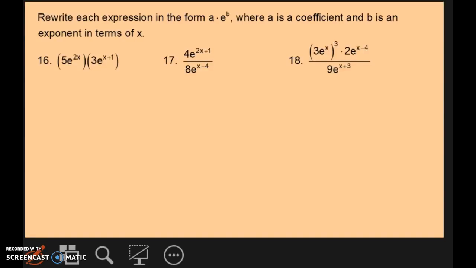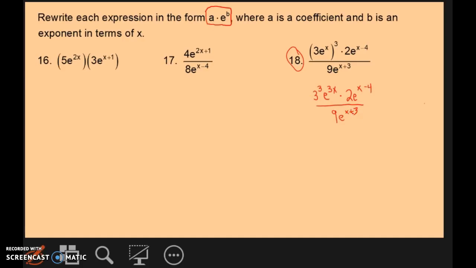The rules that we're going to use are essentially the same. Nothing's really going to change other than we have a defined base, which will be e. So we still have the coefficient, if we've got it, and a base of e taken to some power. We're going to do number 18, because I think that's the pinnacle of difficulty on these problems. We're going to take this expression, 3e to the x taken to the third power. Because I've got power to a power, I'm going to distribute that to my exponents. In the numerator, I'm still going to leave that 2e to the x minus 4, and in the bottom, the 9e to the x plus 3.